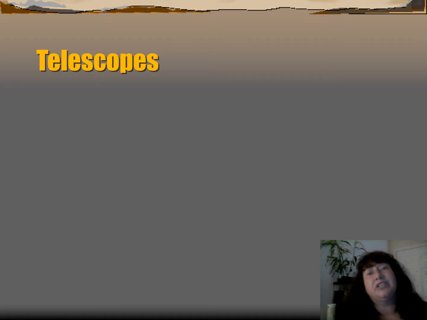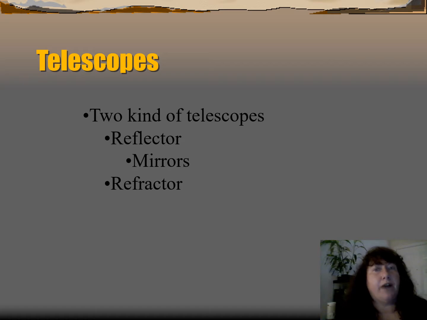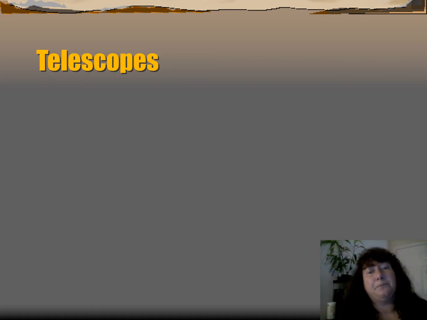In this lecture, we're going to talk about telescopes. There are two basic types of telescopes. There's what we call a reflector, and then there's what we call a refractor. Reflectors use mirrors, refractors use lenses. Okay, so we have a reflector, and that uses mirrors, and we have a refractor, which uses lenses.